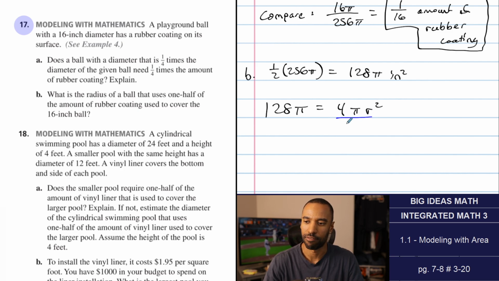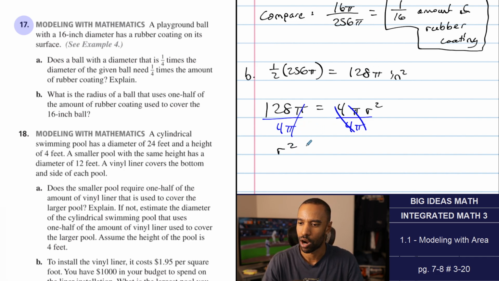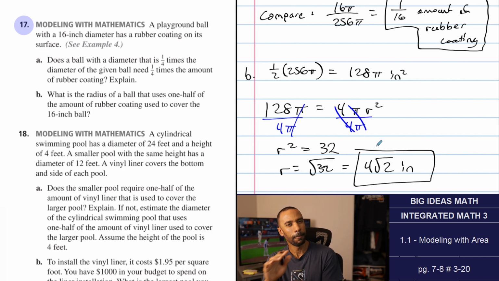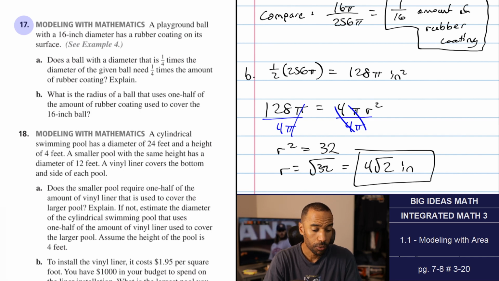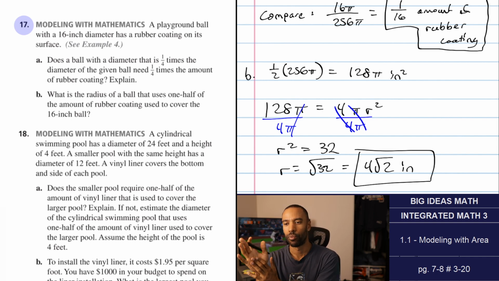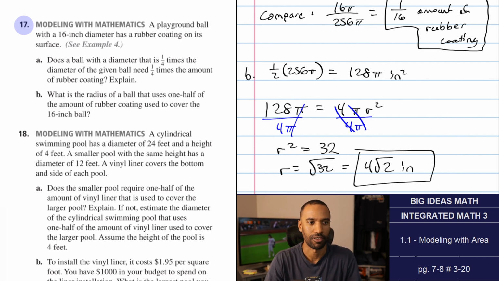So I'm going to begin by dividing both sides by 4 pi, like that. Boom, cancellation. 128 over 4, I believe, is 32. So r squared is 32. R is the square root of 32, which is 4 root 2. Root 16 times root 2 is 4 root 2 inches. I don't feel like rounding that one if they're talking about having exactly that amount, that'll be exactly half. I will give you a rounded value. 4 times root 2, or square root of 32, is 5.656, so between 5 and 6, around 5.5 inches of radius, but that's going to be more of the exact value that you have there.